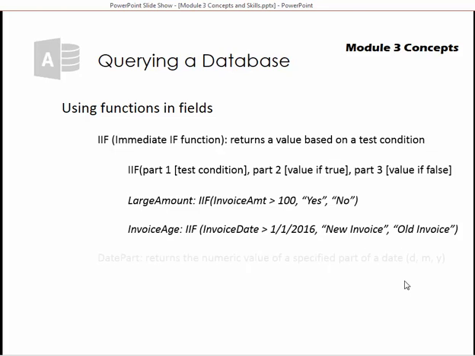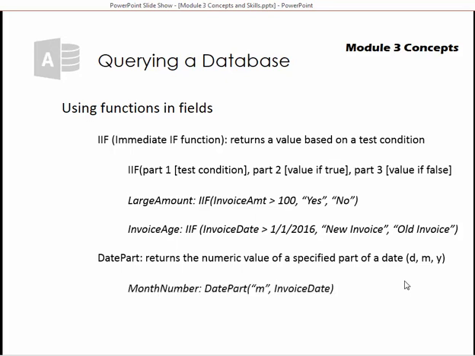The last function we'll go over is the date part function. The date part function will return the numeric portion of the part of a date that's specified, such as date, month, or year. Date part has two parts, or arguments. The date part in the form of the initial for date, month, or year, and the field used to get that numeric value. An example of this would be a month number field that will return the numeric value of the month from an invoice date column.